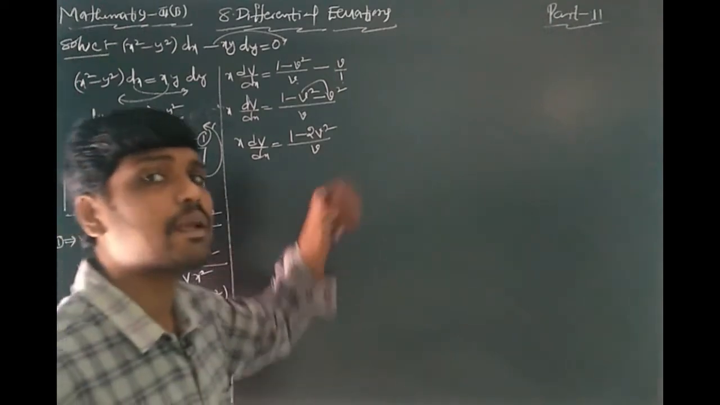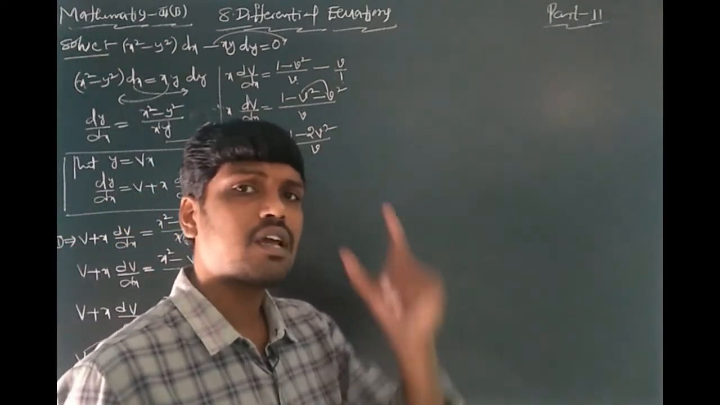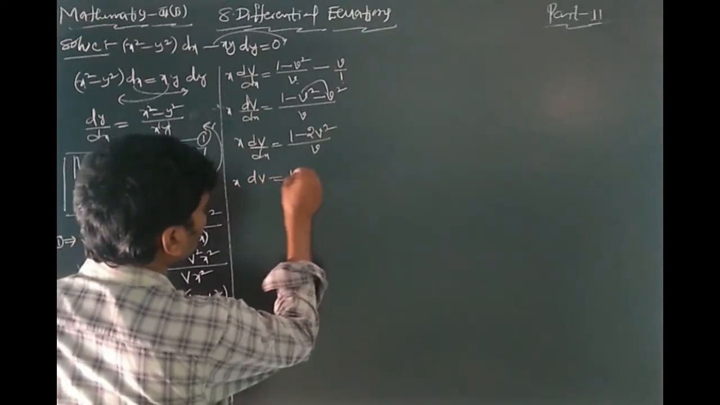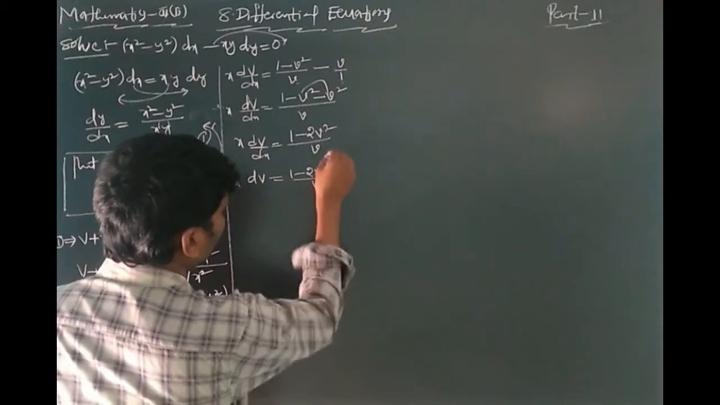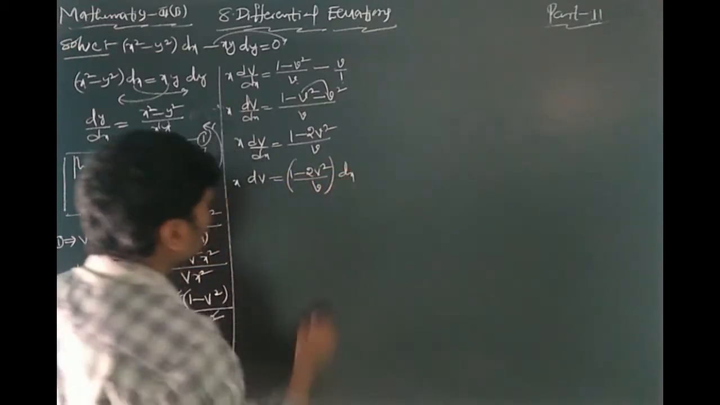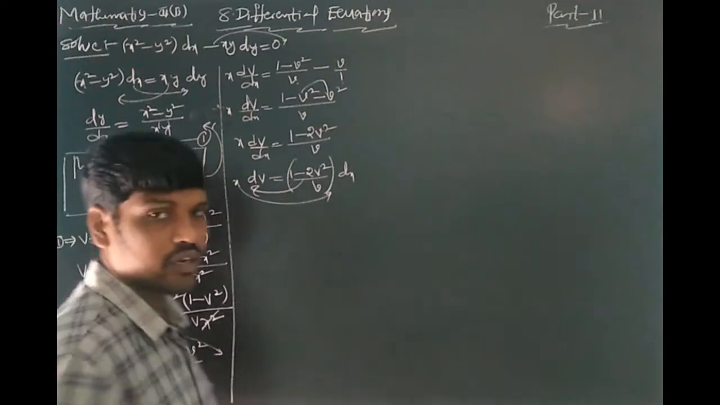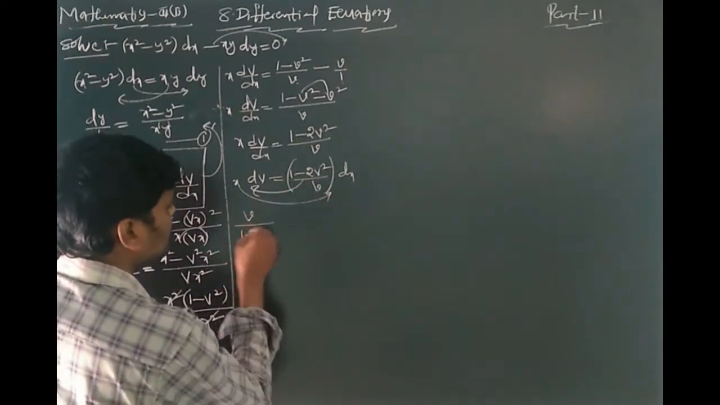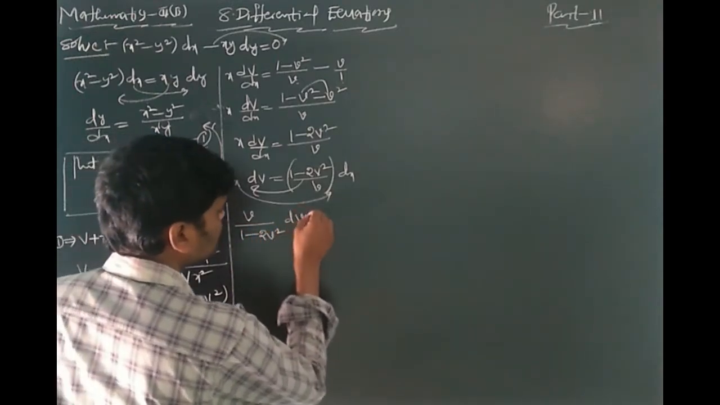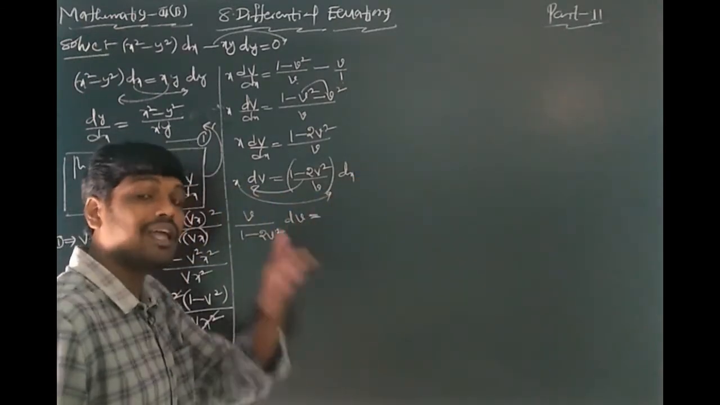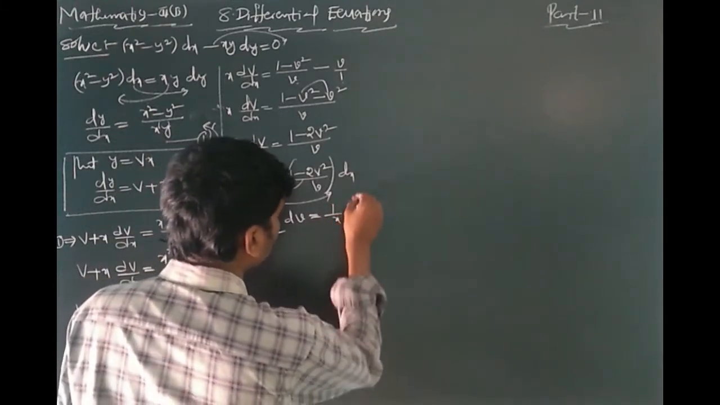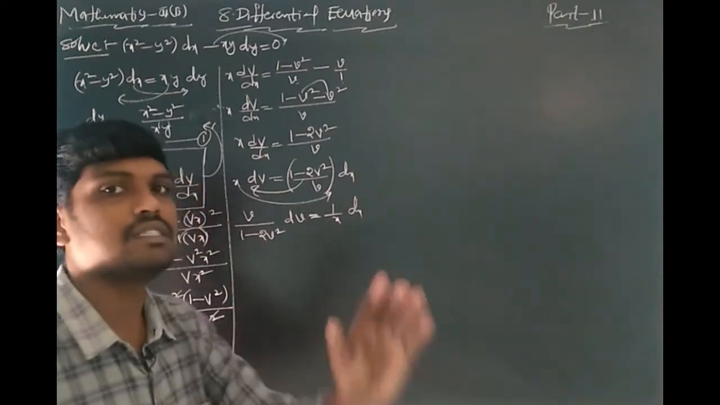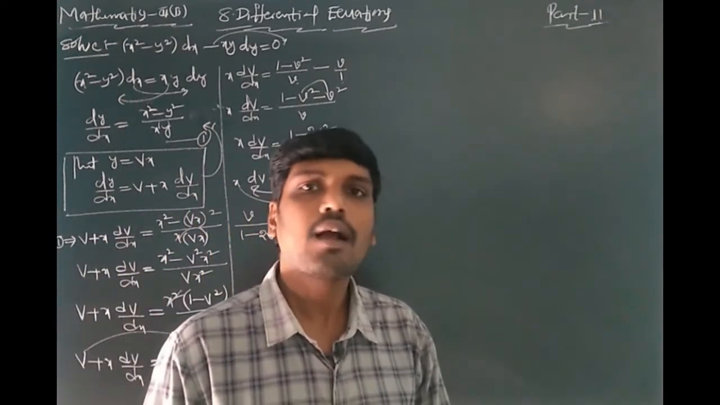After that you can use here the variable separable method. Here what are the variables, students? V and x are variables. That's why you can write x dv is equal to (1 minus 2v square) by v dx. This value goes to here, this value goes to here, reciprocal. That's why you can write v by (1 minus 2v square) dv is equal to 1 by x dx. Here this is total in terms of v, this is in terms of x. This is the variable separable method completed.